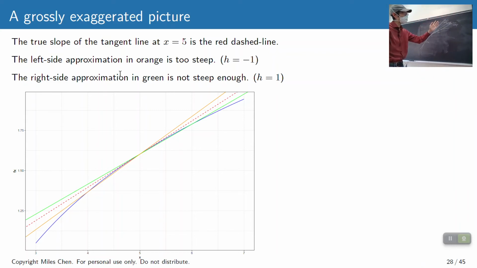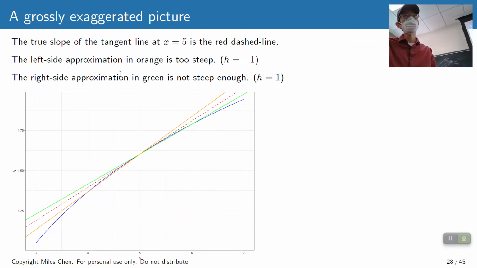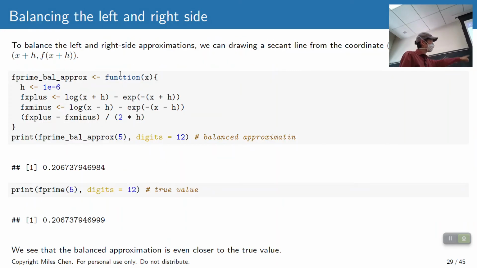Okay, here I have h, instead of being plus 10 to the negative 6, I have it being plus 1 and negative 1. So I'm drawing an approximate slope at h plus 1 and h negative 1. And we can see that the right-hand side approximation is less steep. The left-hand side approximation is too steep. So maybe I can get a good approximation by averaging the right-hand side and left-hand side approximation. Okay, and so that's what I have here.